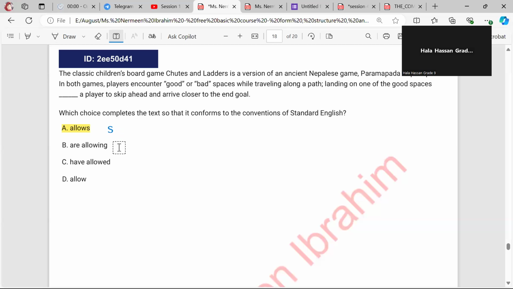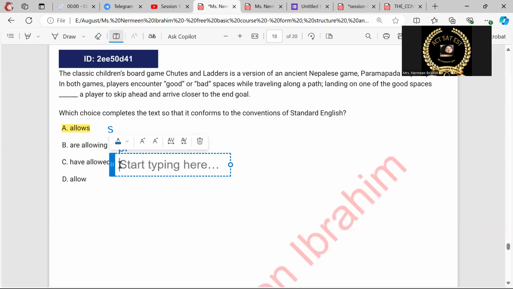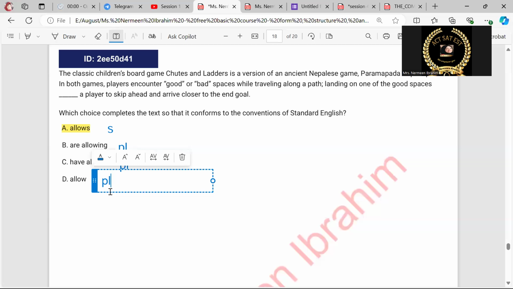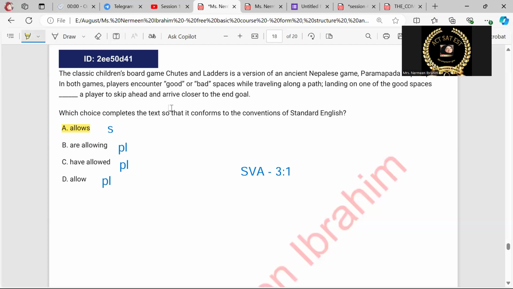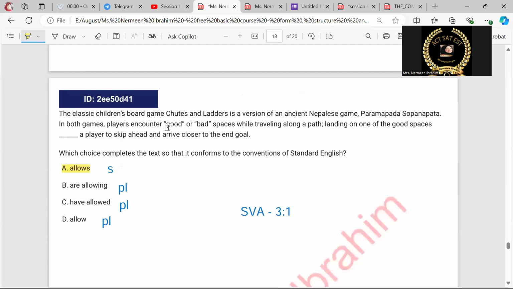So do you see now we have one singular form and the other three are plural? That's singular, that's plural, that's plural, that's plural. Then it's what? It's the 3:1 ratio, subject-verb agreement. So what is the answer now? It's allows. Where is the subject that is singular? You're going to see here. The classic children's board game, this one, is a version of an ancient Nepalese game.